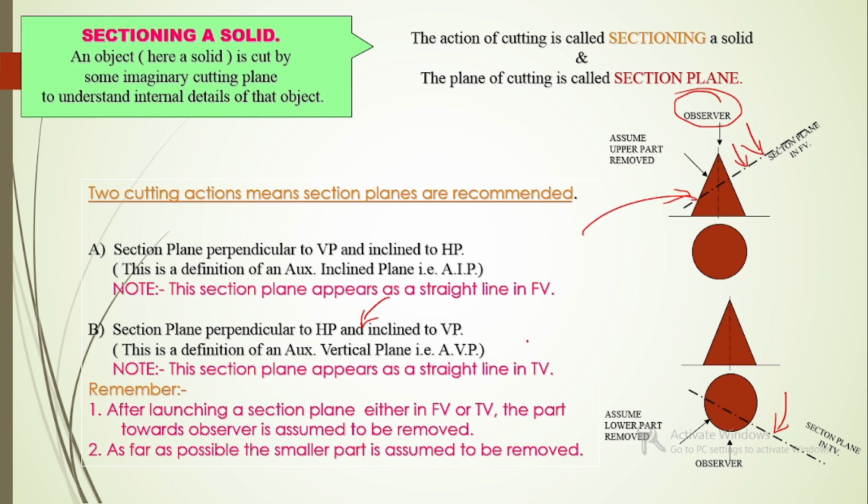To represent the section plane, we can use a chain line like this, having ends thick. Here the chain line can be represented by a thin chain line, but both ends must be in thick lines.